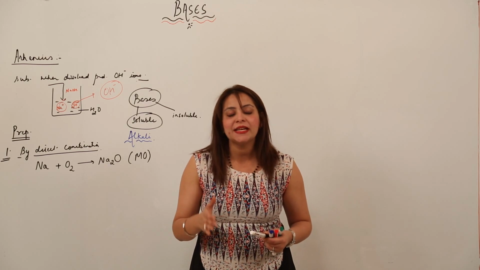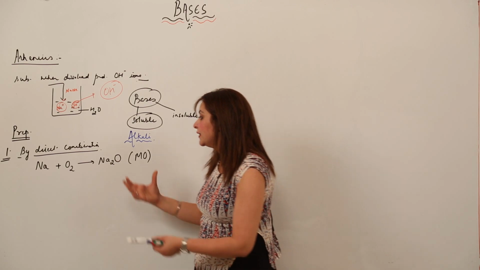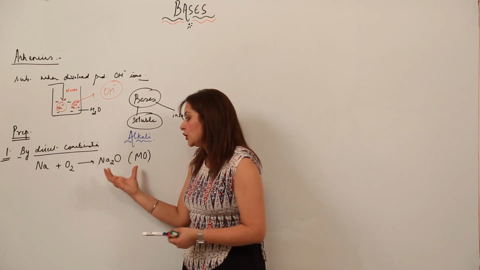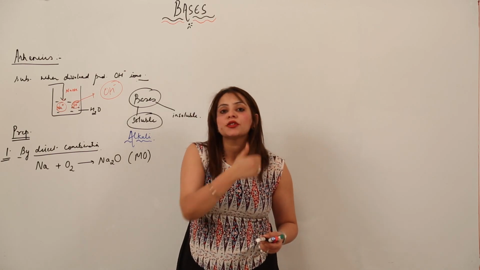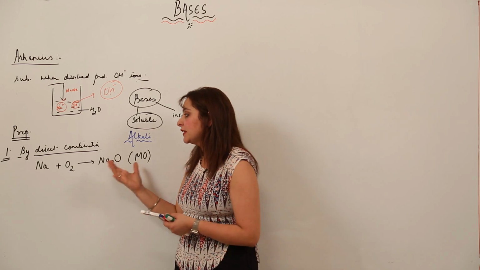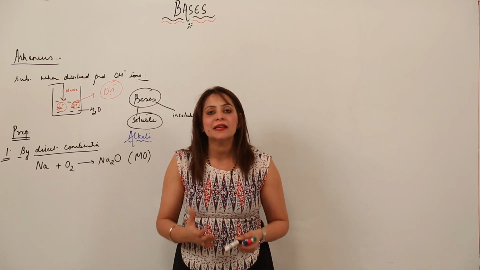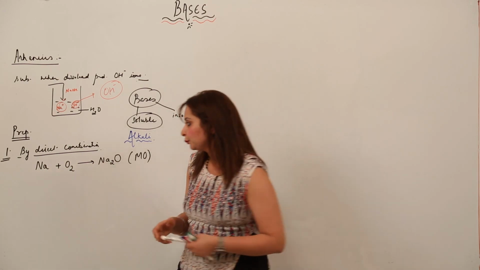All metal oxides except aluminium oxide and zinc oxide are basic in nature. So these are also bases, because when we dissolve this kind of substance in water, it will dissociate to produce the hydroxide ions. So the metal oxides are also regarded as bases. They can be formed by reacting the metal with oxygen.